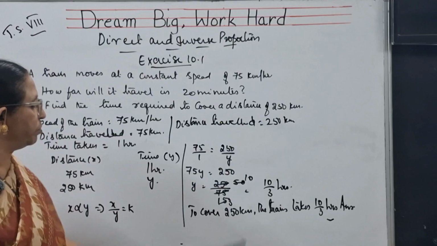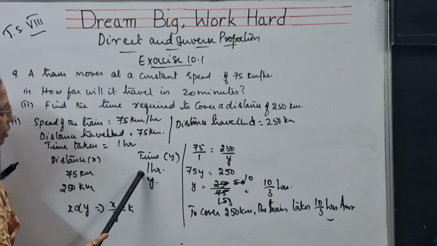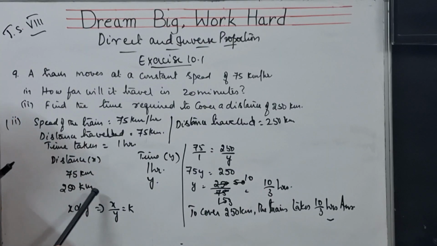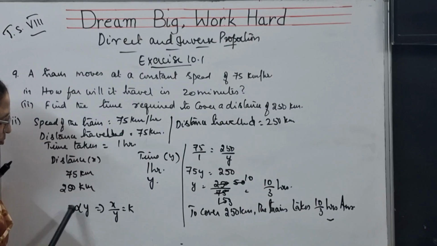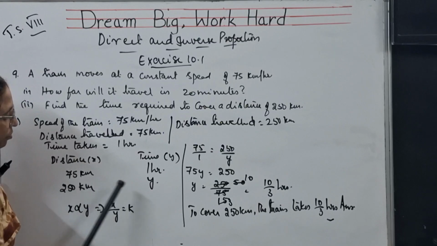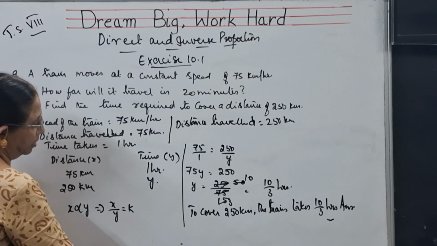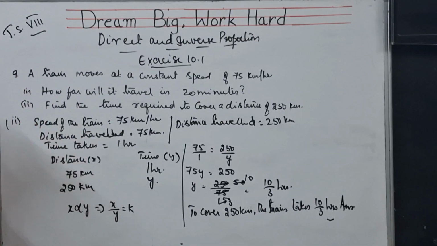Distance traveled in the problem is 250 kilometers. So if you take distance as x and time taken as y, 75 kilometers take 1 hour, 250 kilometers means y hours. So x by y is constant, x is proportional to y. 75 by 1 is equal to 250 by y. So 75y is equal to 250, y is equal to 250 by 75, that is 10 by 3 hours. That is the answer for this problem, children. Please note it down.